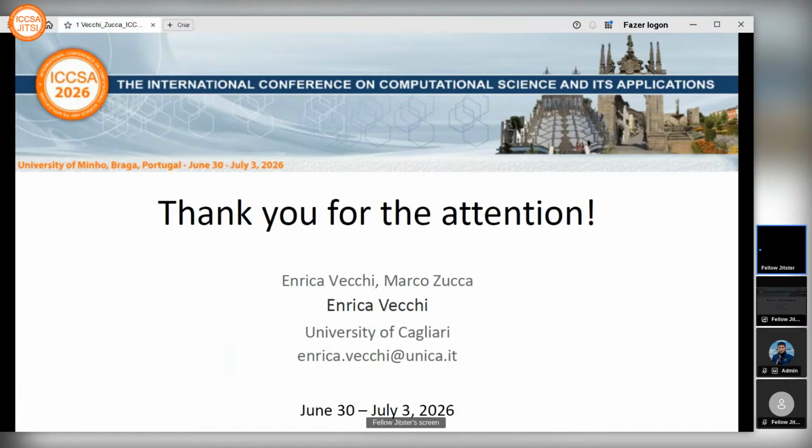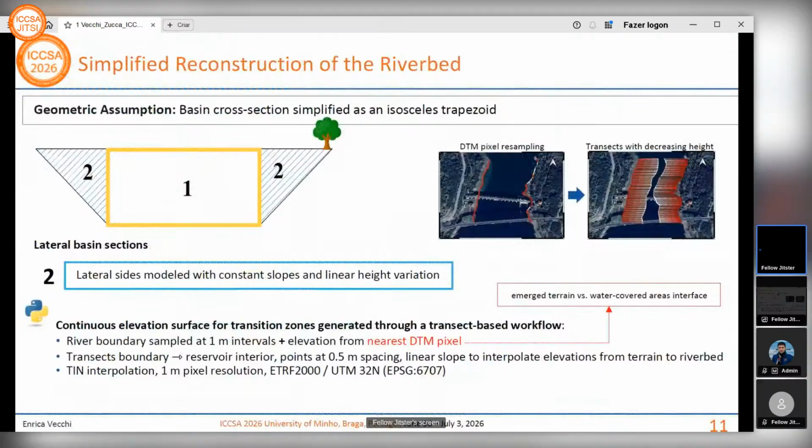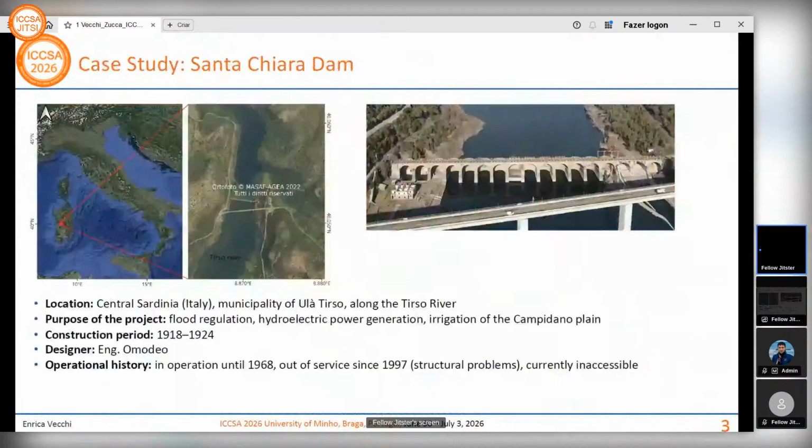Yes, thank you for your question. Of course, this is the preliminary part of the study, but we hope to do some in situ surveys also for the bathymetry, using sonic MBES. How old is the dam? It was constructed in 1918.